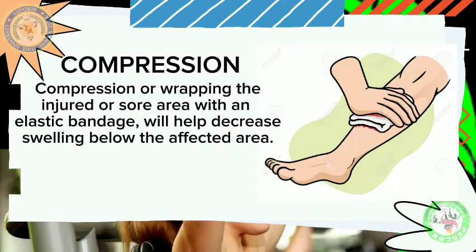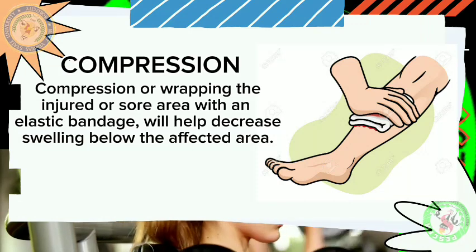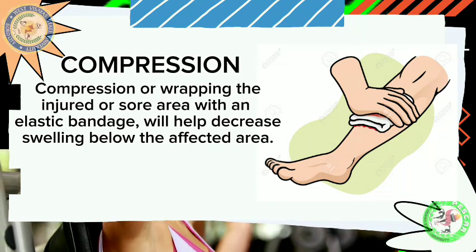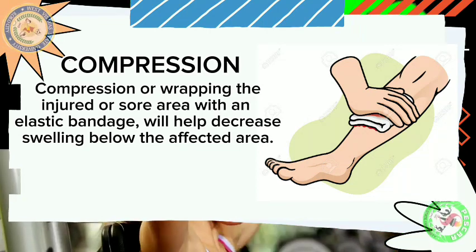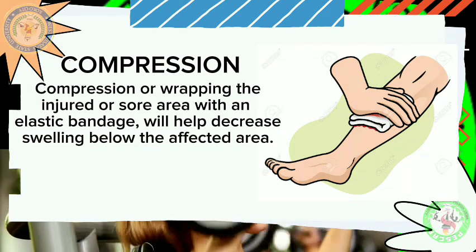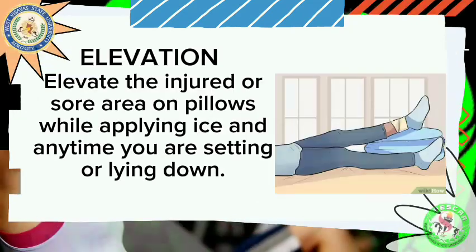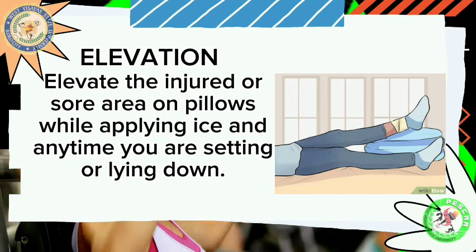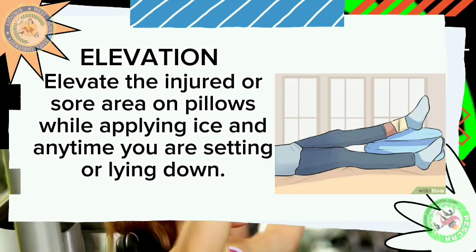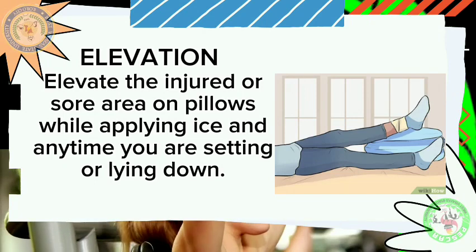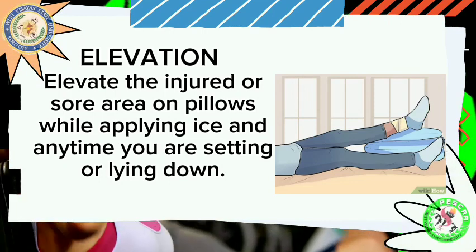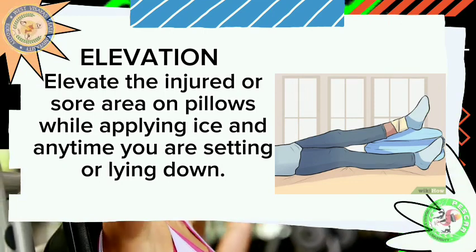Compression, or wrapping the injured or sore area with an elastic bandage, such as an ACE wrap, will help decrease swelling. Don't wrap it too tightly because this can cause more swelling below the affected area. Elevation. Elevate the injured or sore area on pillows while applying ice and anytime you are sitting or lying down. Try to keep the area at or above the level of your heart to help minimize swelling.